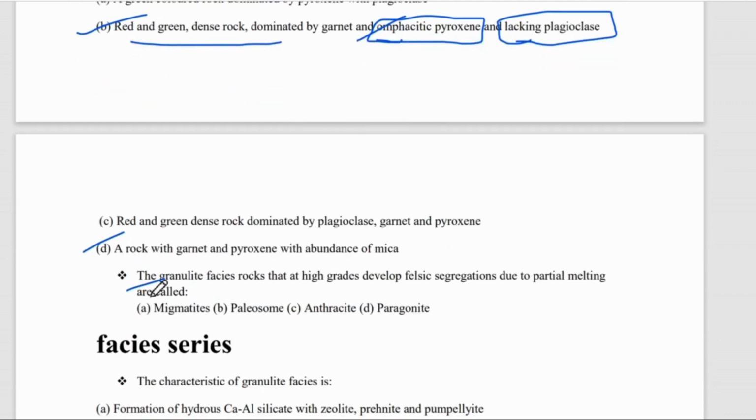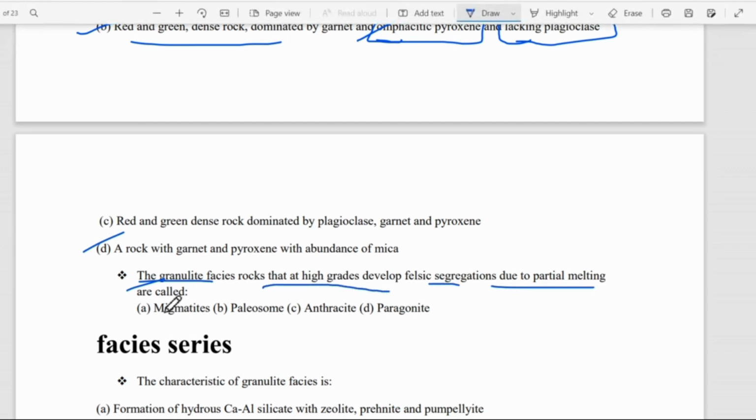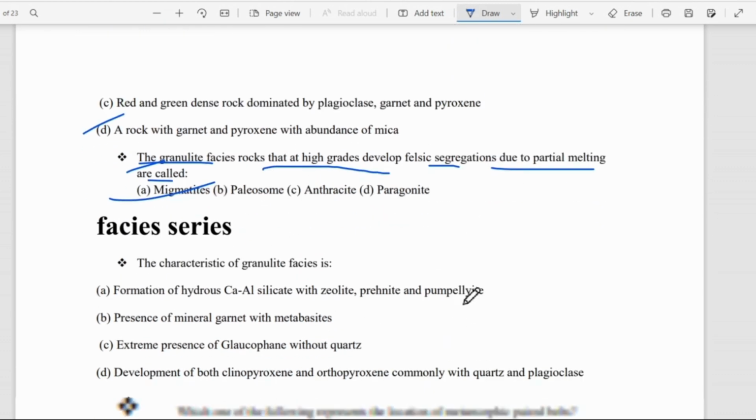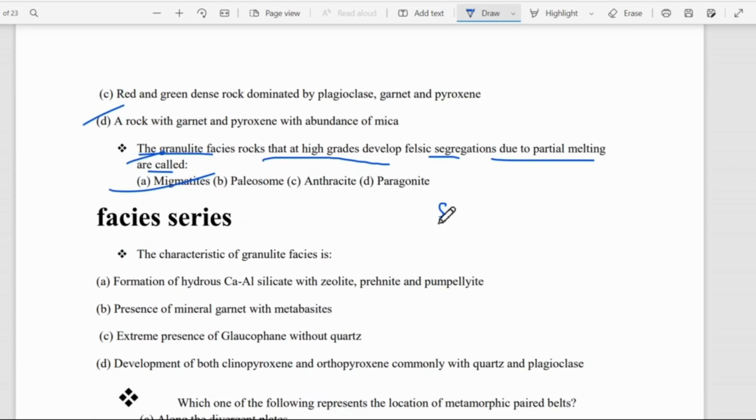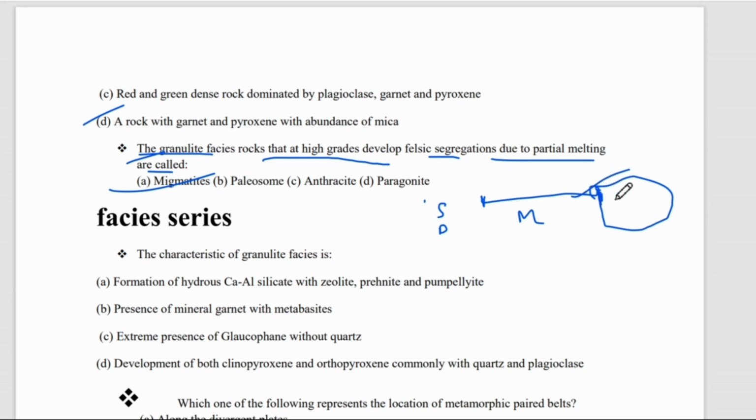Next question is, the granulite facies rock that is high grade and develops felsic segregation due to partial melting is called migmatites. We know that initially there is a sedimentary process or diagenesis between temperature 150 to 250, and after 250 to 700 or 800 there will be metamorphism, and after this the partial melting process starts. So it will result in the formation of migmatites, which is a segregated rock, meaning there will be mafic and felsic segregations. The darker layer will be mafic and the light layer will be felsic.